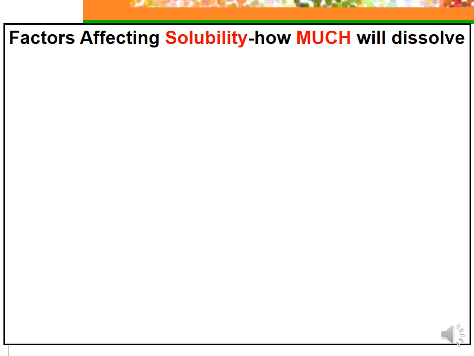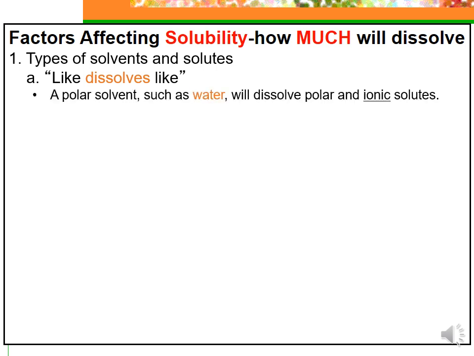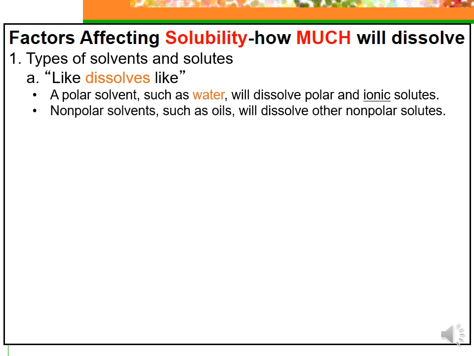Factors affecting solubility. So these are things that will affect how much will actually dissolve. So the type of solvent and solutes you're dealing with, in general, like dissolves like. So a polar solvent like water will dissolve polar and ionic solutes because both of those will have charges. Nonpolar solvents like oils are typically going to dissolve nonpolar solutes, those without charges.